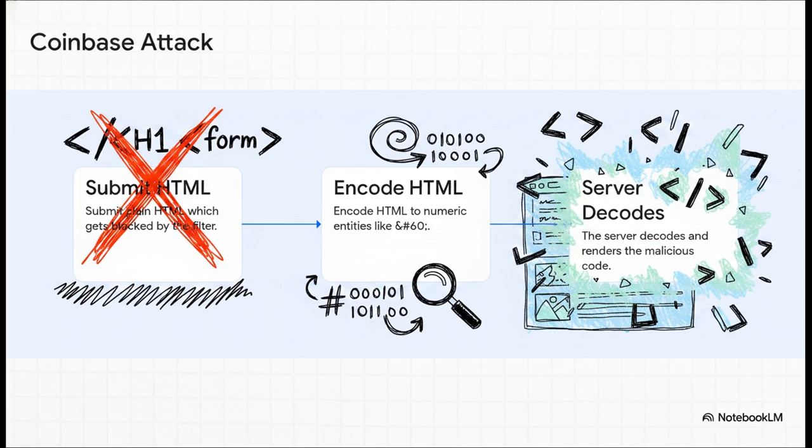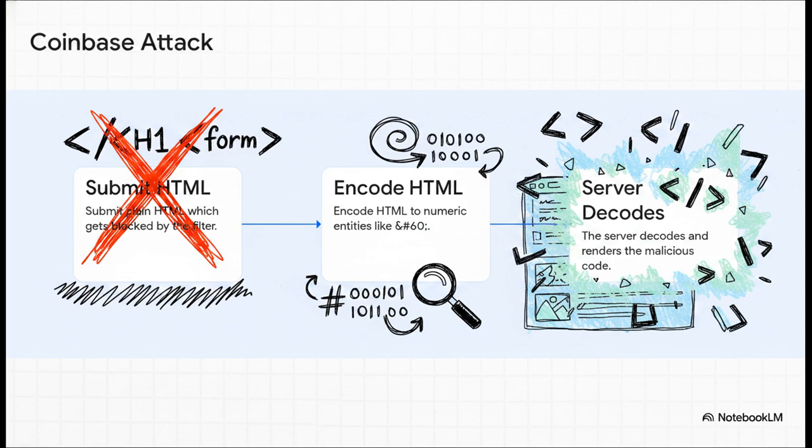Normally, Coinbase did a great job filtering out plain HTML to protect its users. If you tried to submit an H1 tag or a form tag in a user review, Coinbase would just strip it right out. But the hacker noticed a tiny, subtle detail. If they took that exact same HTML and encoded it into numeric HTML entities, so a character like a less than sign becomes &#60, the filter completely missed it.